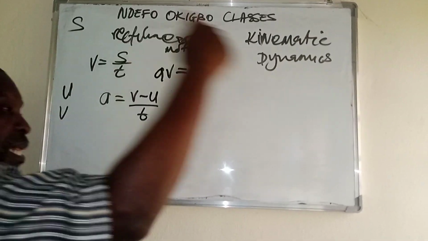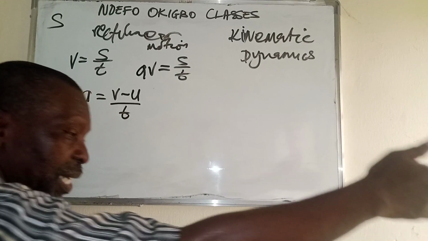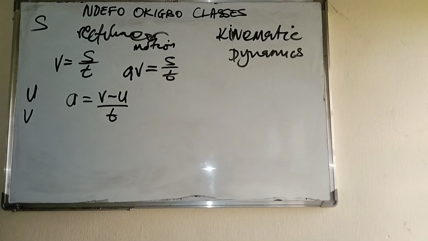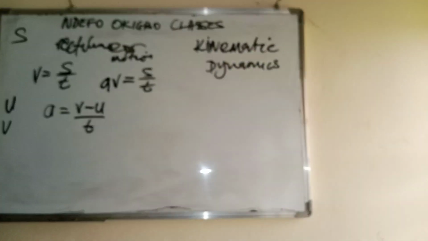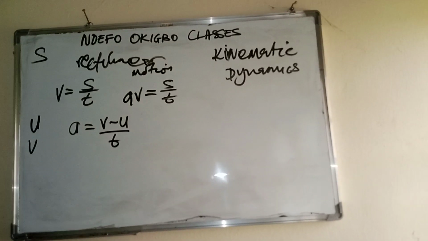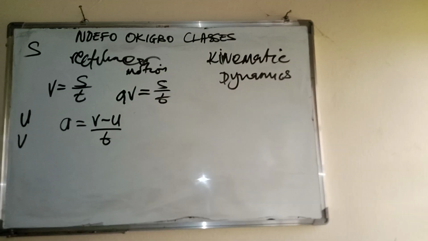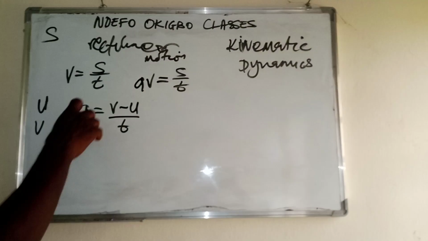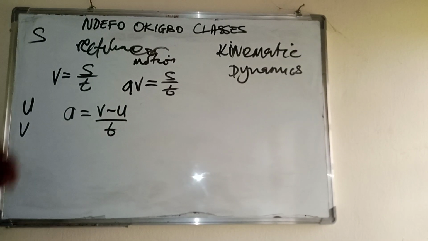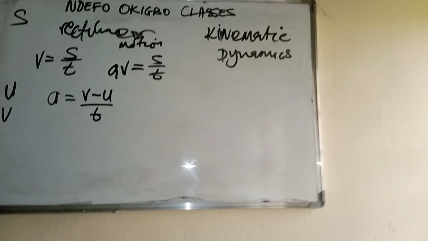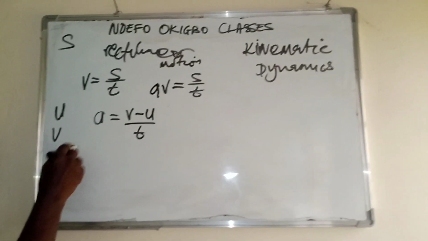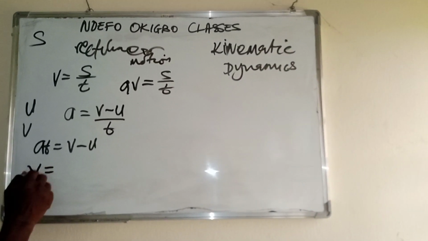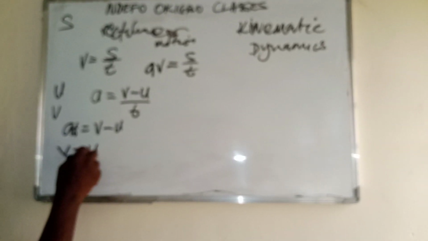Now, when the moving object wants to stop, instead of accelerating, it starts to reduce speed. It starts retarding, and that retardation is called negative acceleration or deceleration. So if we have the acceleration equal to v minus u over t, that is final velocity minus initial velocity over time, we will have at is equal to v minus u. If we make v the subject, v becomes equal to u plus at.